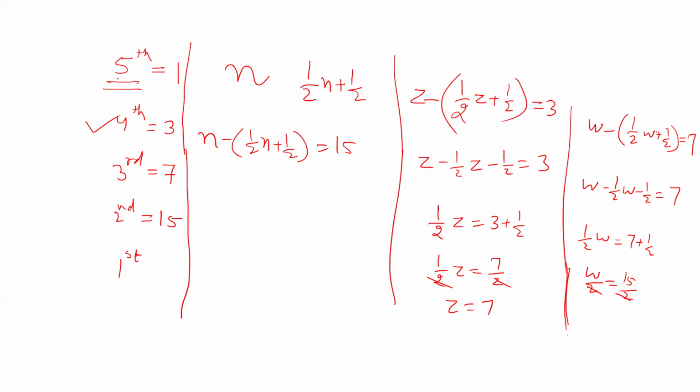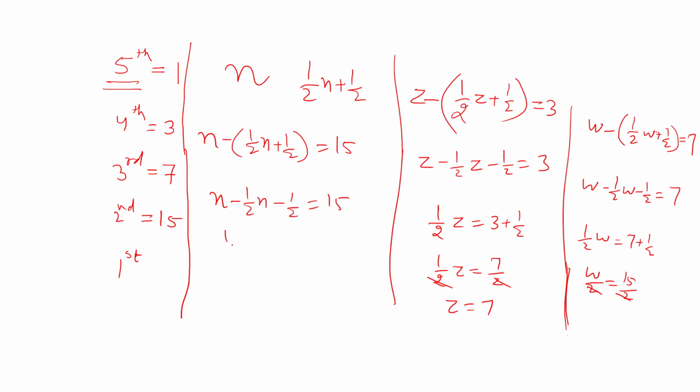All these are the number of apples which were left before that. Before the fifth customer visited, he had 1 apple. Before the fourth customer visited, he had 3 apples. Before the third customer visited, he had 7 apples. Before the second customer visited, he had 15 apples. Now, before the first customer visited, N minus 1 by 2 N minus half is equal to 15.